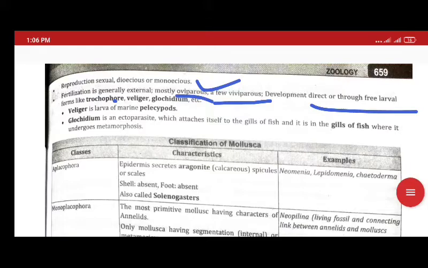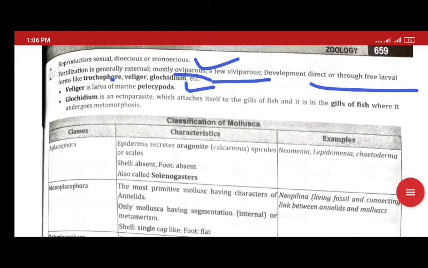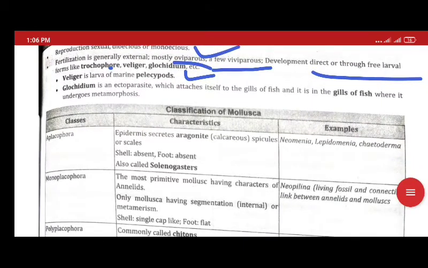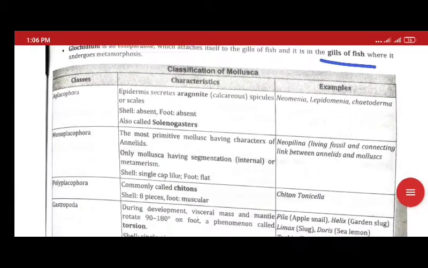Now veliger is the larva for pelecypods. Now glochidium is an ectoparasite, attaching itself in the gills of fish, which gives metamorphosis.